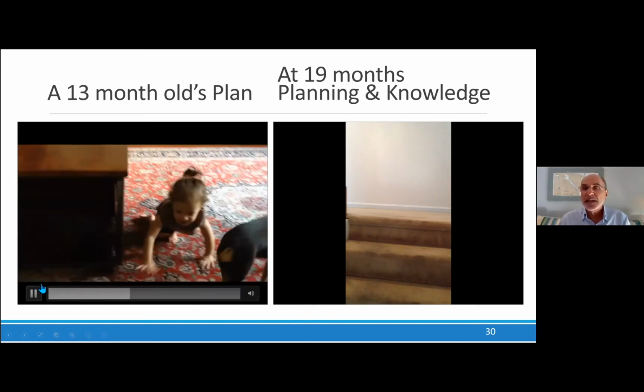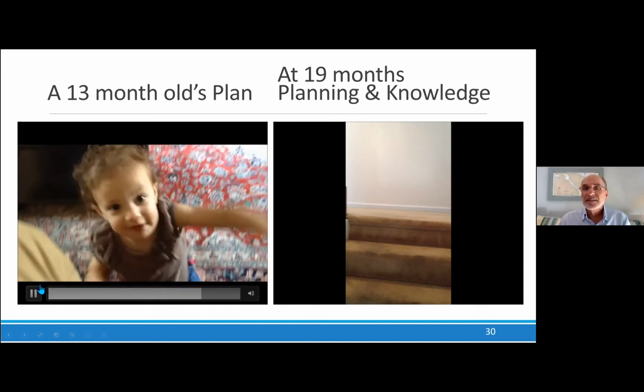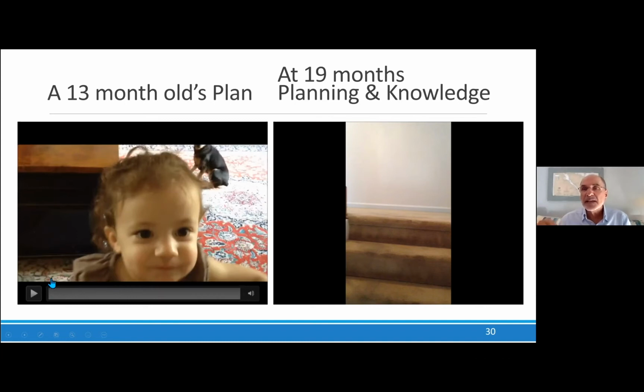Now, you might have noticed that she was planning, but let's look at it one more time. Look where she let go of the table. She was anticipating what was going to happen next. And she realized she couldn't just walk to me. So she anticipates what's going to happen, and she gets down, crawls, and comes to me.